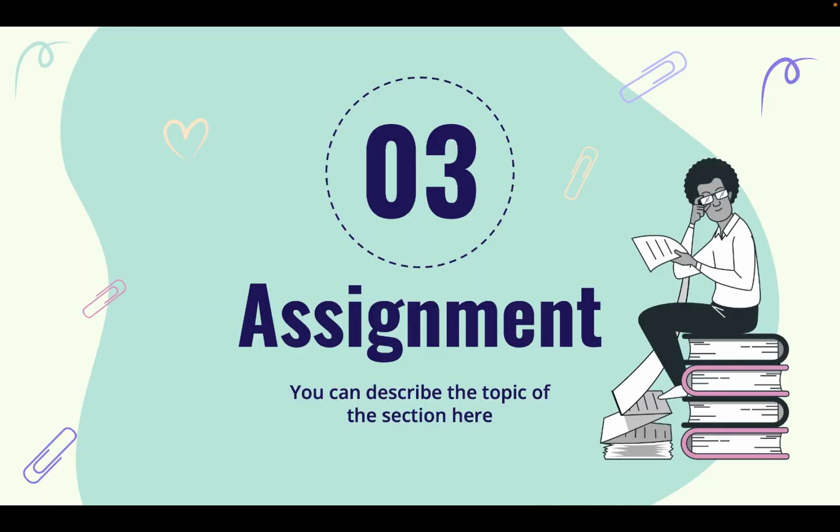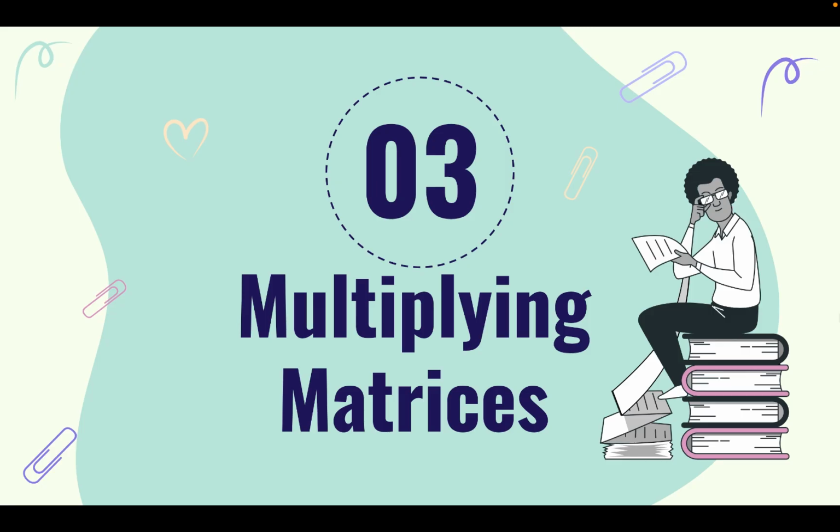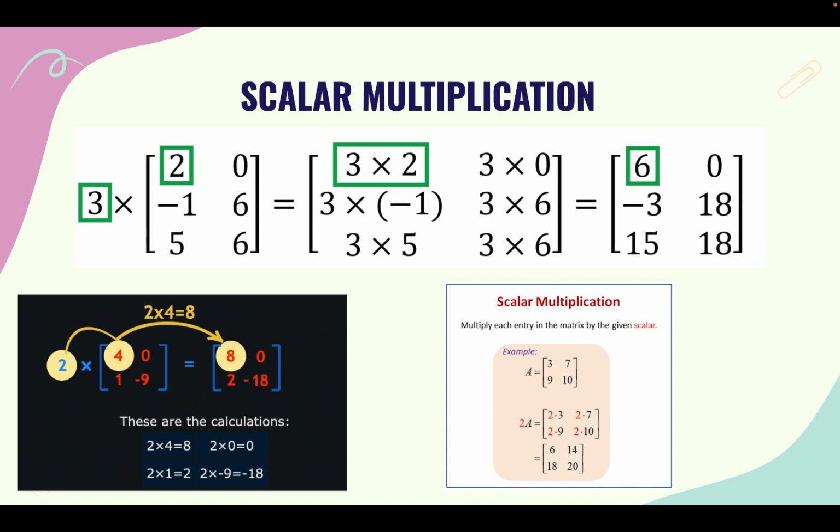So we're already done with adding and subtracting. So now we're going to move on to multiplying matrices. First, let's start with scalar multiplication. Scalar multiplication is when you multiply an entire matrix by just one number, and it's really simple in these scenarios.